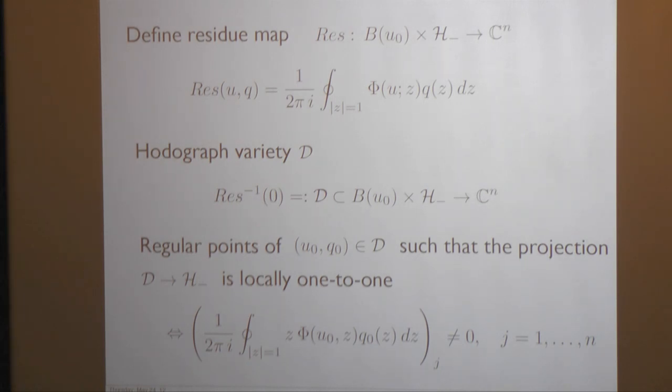Define the Hodograph variety by taking the zero-level surface of this residue map, so the equation residue equal to 0, an equation for u and q. This is some variety in an infinite-dimensional space, this ball times the infinite-dimensional space of functions analytic outside the circle. In general it is a singular variety, but it is easy to identify the regular points of this variety. (u0, q0) is regular if and only if such integrals, for every j, every component of this vector, do not vanish. It is easy to check that regular points do exist.